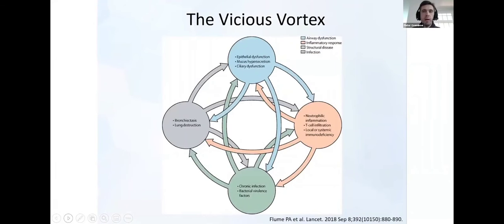And if we think about how bronchiectasis originates and how it gets worse, we think about the vicious vortex. And the vicious vortex is 4 elements. It used to be called the vicious cycle, but we call it a vortex now because each of these 4 elements influences the other elements. And so we have a part destruction of the lung, a part mucus hypersecretion, epithelial dysfunction, and ciliary dysfunction. We have a part inflammation and a part infection.